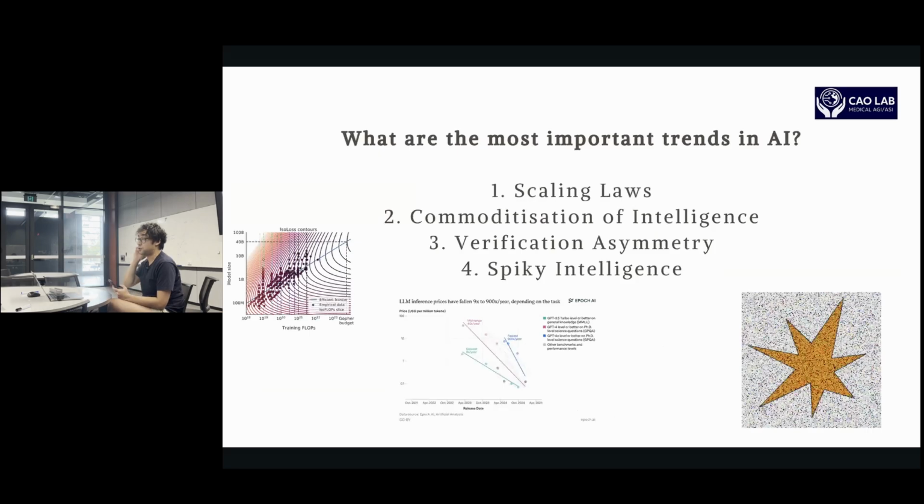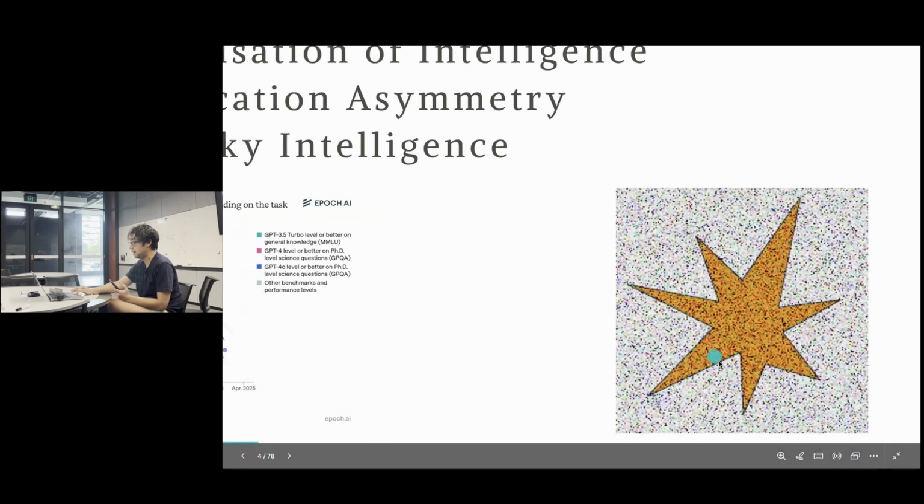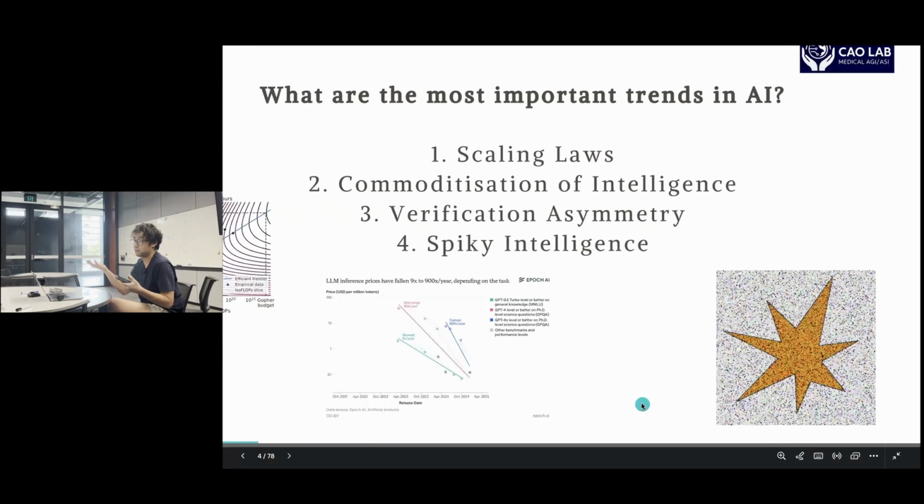Now, we also talked about the most important trends impacting AI today. The first being scaling laws, which is that the most important things for training AI are simply data and compute, okay? The second thing is commoditization of intelligence. That is, the cost of intelligence is starting to drop towards zero for a very specific set of tasks. We talked about verification asymmetry. That is how AI will get better at things that are very easy to verify, okay? It's just as simple as that. And that will lead to spiky intelligence. That is, AI will become really good at stuff that is easy to verify and really bad at, or not bad, but just can't do stuff that is really hard to verify, okay? And how that might impact society.